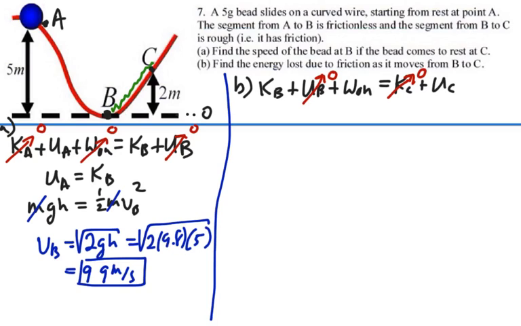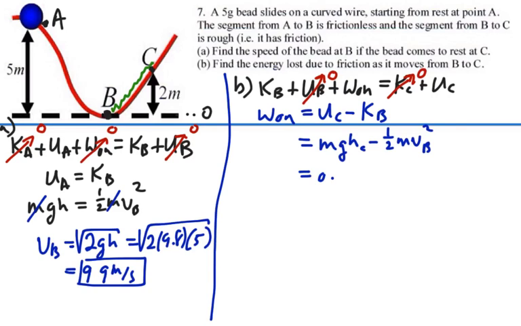We are going to have work done along the way this time, so our work along the way is going to equal the potential energy at C minus the kinetic energy at B. That's going to be mg height at C minus 1/2 mass velocity at B squared. That's going to be 0.005 times 9.8 times 2 minus 1/2 times 9.9 squared. I just factored out the mass when I did that.